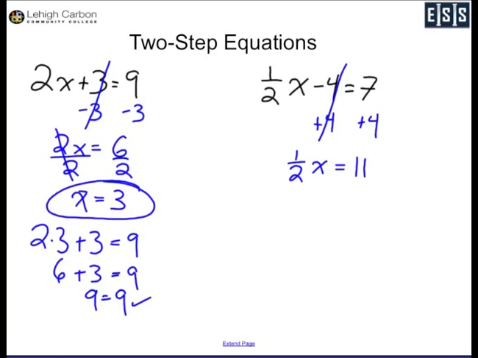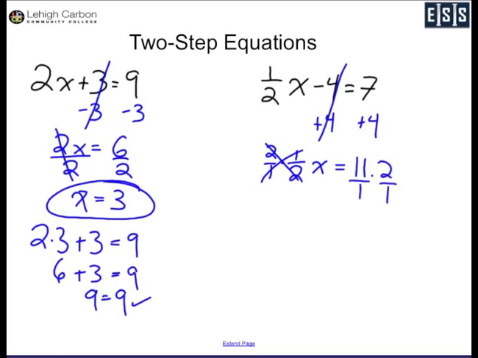Normally to undo multiplying we'd say divide. I don't really want to divide by a fraction. When you have a fraction, you work with reciprocals like we did with 3/2 on the last slide. To undo multiplying by 1/2, I multiply by 2 over 1. And I can put my 11 over 1 as well.